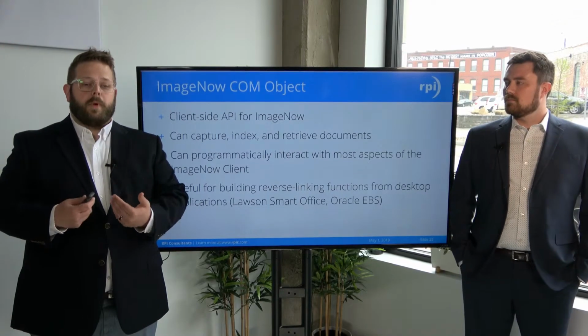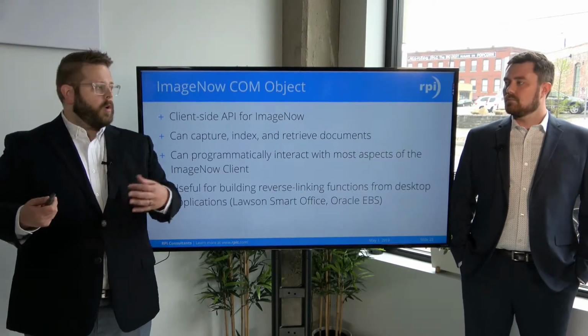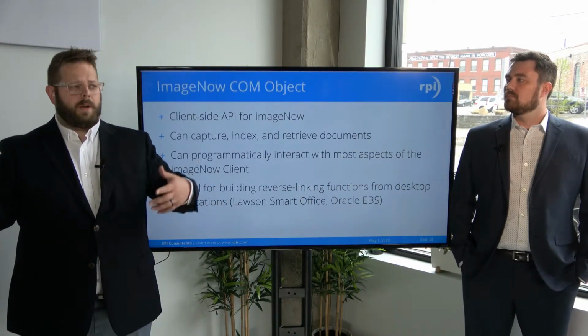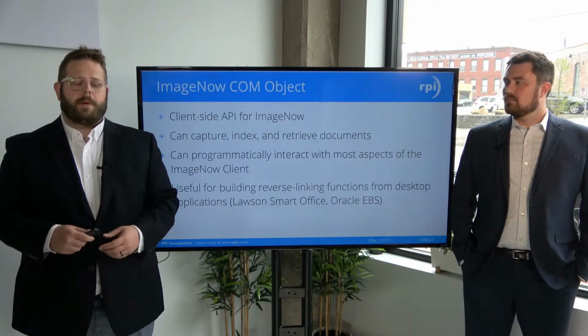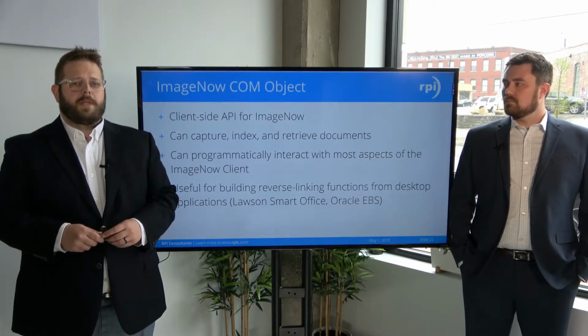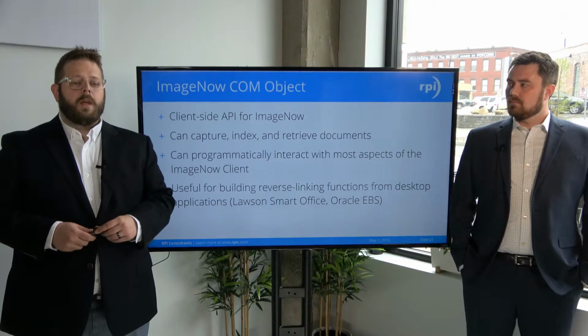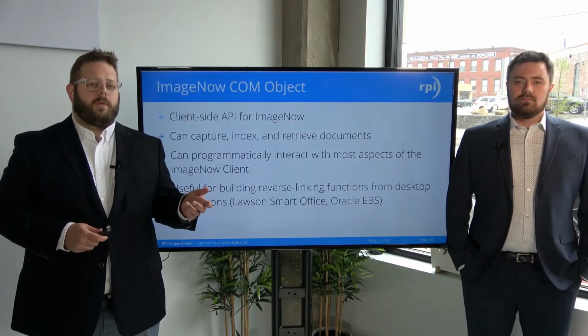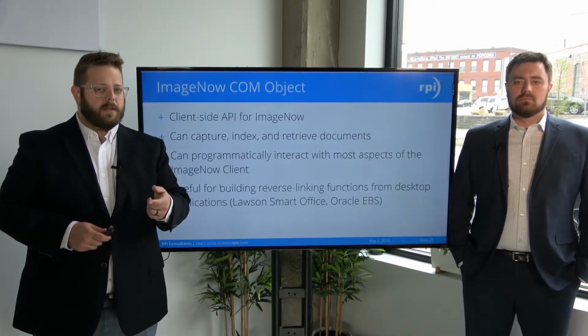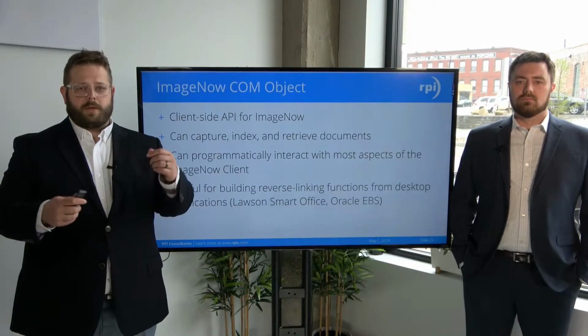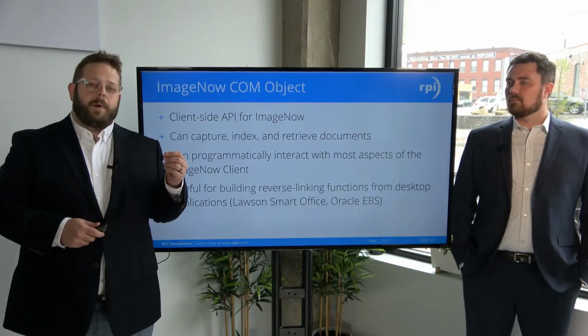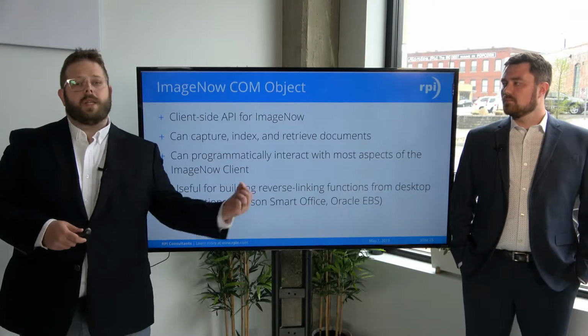It's useful for building reverse linking functions. So our normal application is to have the document open, have the data available in the business application, click the golden key in ImageNow, and it pulls the information over. But if I have a thick client installed for my business applications, such as Lawson Smart Office or Oracle EBS or many others, I can actually build a button inside of those applications to push the data into ImageNow.